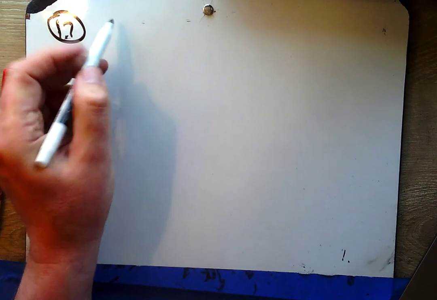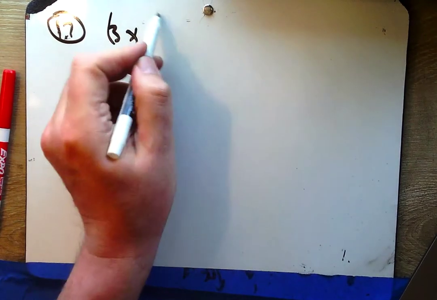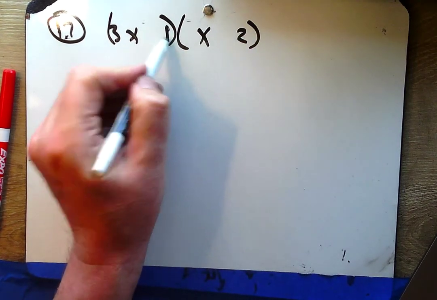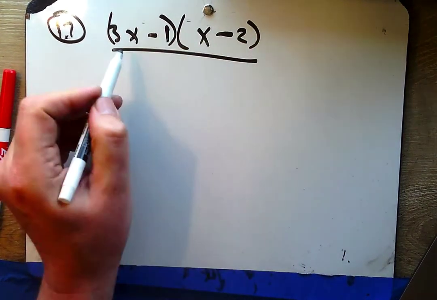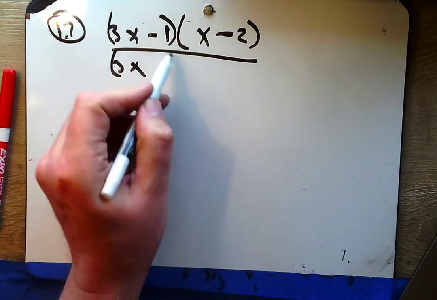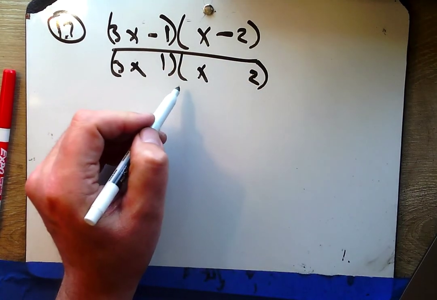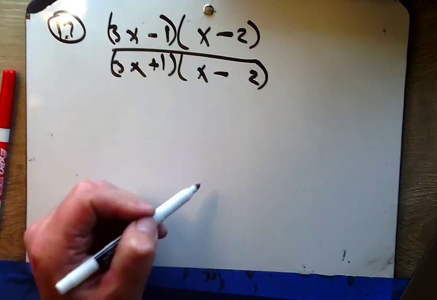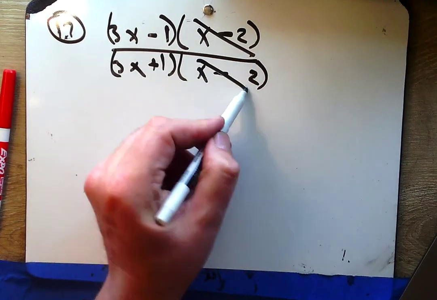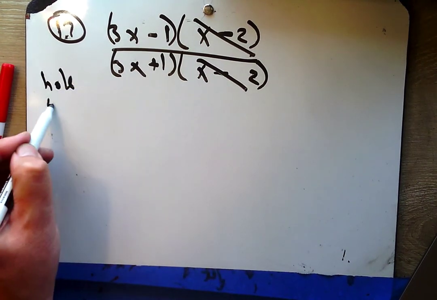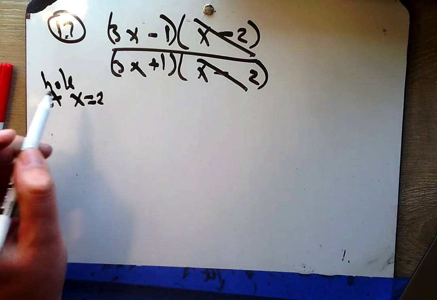And what about 17? 17, ooh, more factoring. 17 says (3x minus 2)(x minus 1) on top, and on the bottom, we have (3x plus 1)(x minus 2). So these cancel, leaving me a hole at x equals 2.